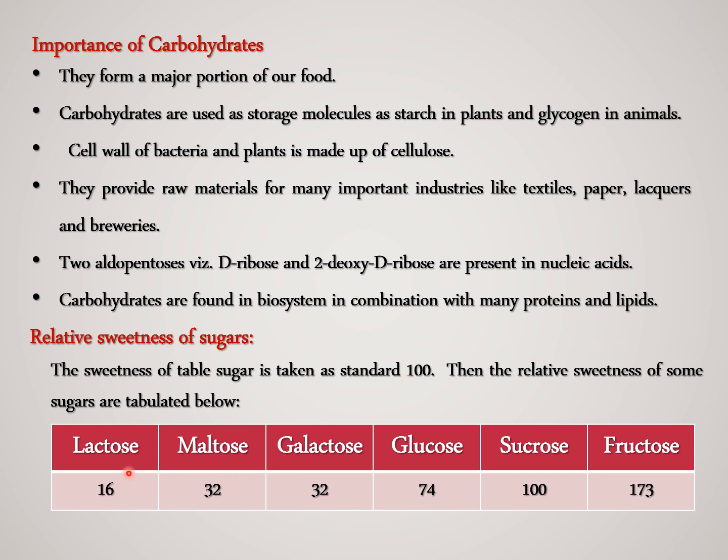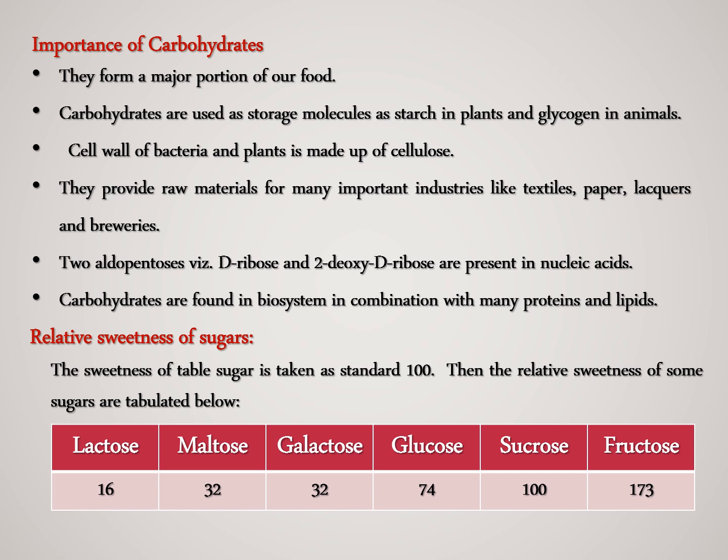Lactose has a relative sweetness of 16. Maltose is still sweeter, 32. Galactose also is 32. Glucose has 74. Sucrose, as we are taking the reference, is 100. And the sweetest carbohydrate is fructose, 173. So the relative sweetness of sugars is all expressed with reference to sucrose, or table sugar, taken as the standard.